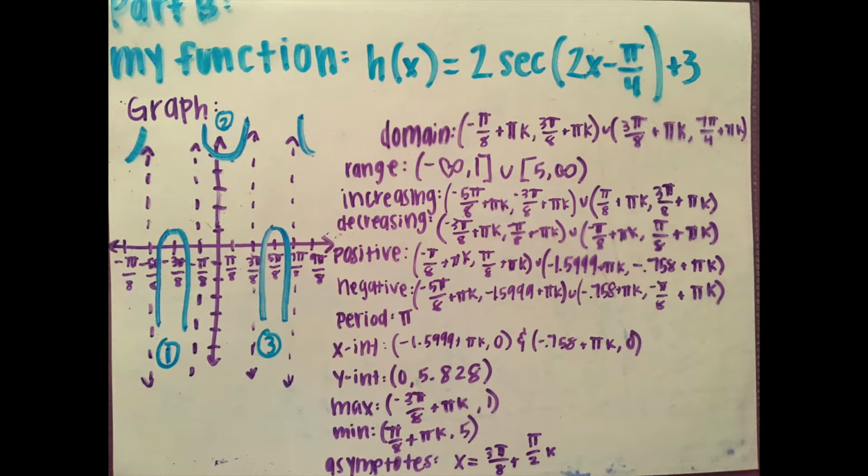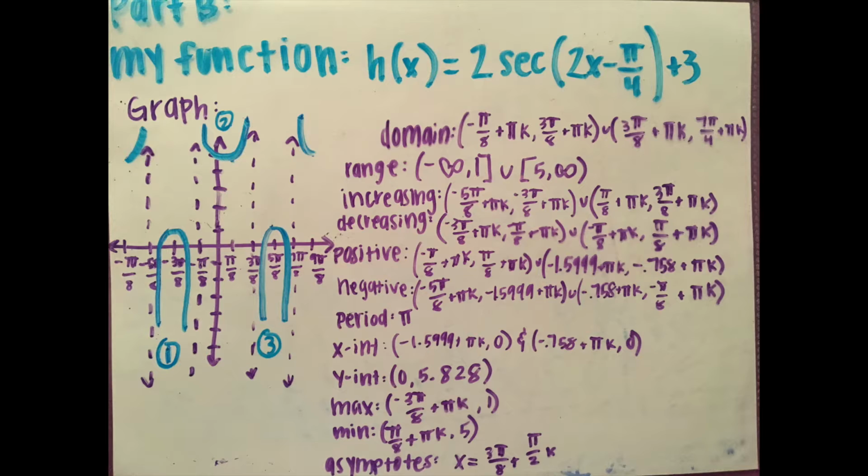Using the same curves and asymptotes, I was able to get the areas where my graph is decreasing from negative 3 pi over 8 plus pi k, comma, negative pi over 8 plus pi k, union negative pi over 8 plus pi k, comma, pi over 8 plus pi k.